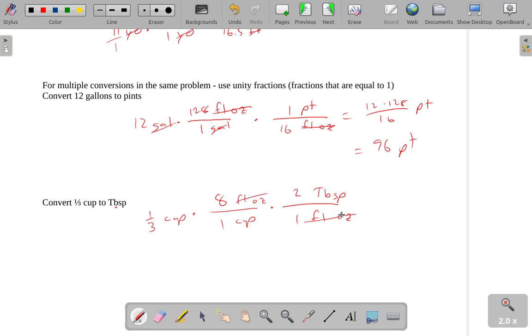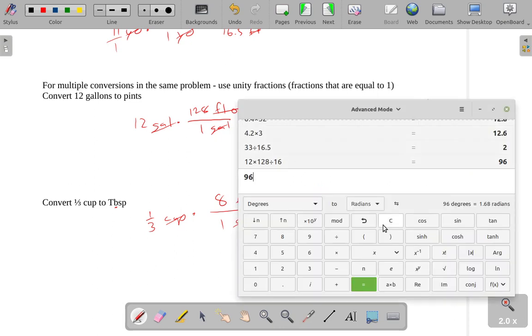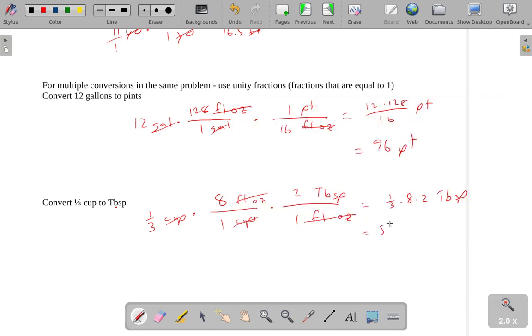Cancel fluid ounces with fluid ounces, cancel cup with cup. We end up with 1/3 times 8 times 2 up top. And, well, a bunch of 1s down below. So multiplying all this together, 1/3 times 8 times 2 gives me 5.3 repeating. 5.3 repeating tablespoons. 5 1/3, if you want to write it that way.